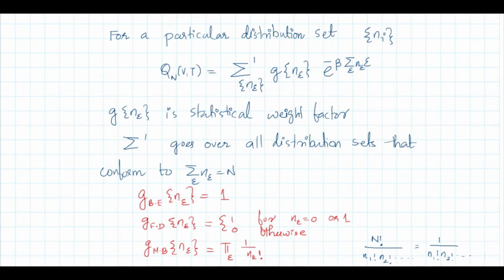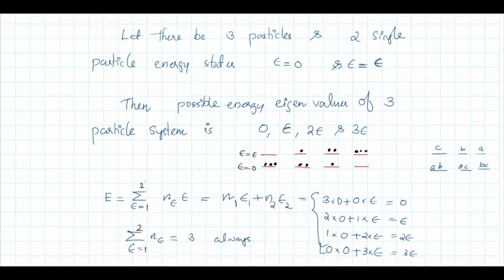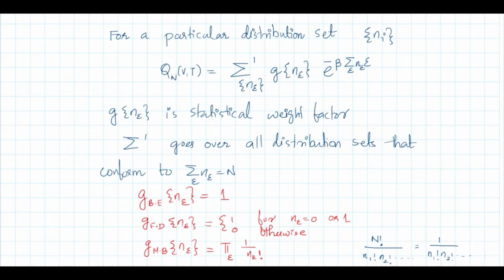Now, for the classical case or Maxwell-Boltzmann case, the actual expression for this weight function is N factorial divided by n1 factorial into n2 factorial into etc. For example, in this case, you have total number 3 factorial divided by the lower level has 2 and the upper level has 1. So for this case, the total number of possibilities is 3. So the general expression for finding the total number of possibilities or weight factor is N factorial by n1 factorial into n2 factorial into etc.